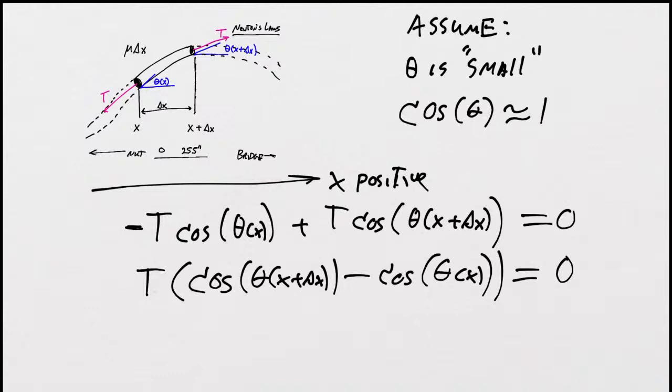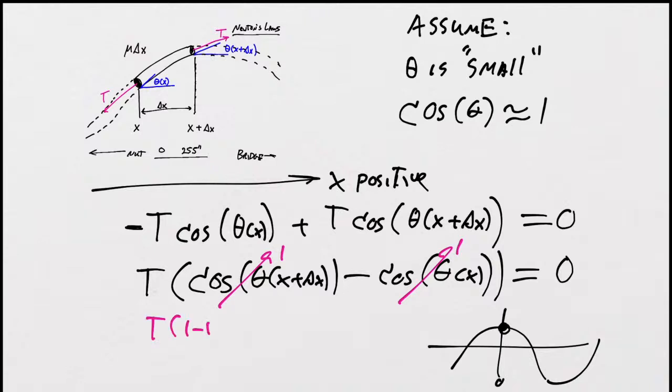That's, of course, because the cosine curve at 0, let's see, I make a little cosine curve right here, is flat up there. You're at an extremum of the function. So if theta is small, cosine theta is equal to 1, which is great because that means this equals 1 and this equals 1, and then you end up with T times 1 minus 1, which equals T times 0, which equals 0, right? And that's good. The horizontal force is balanced to 0.